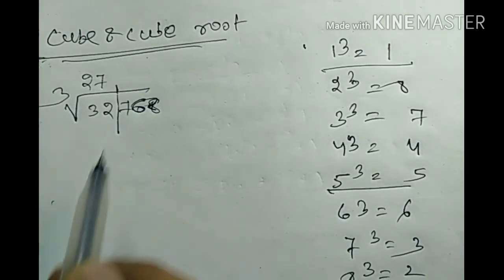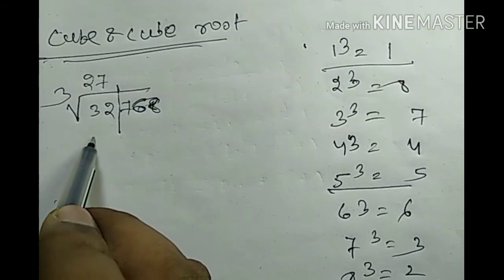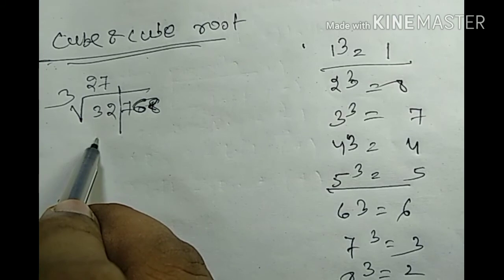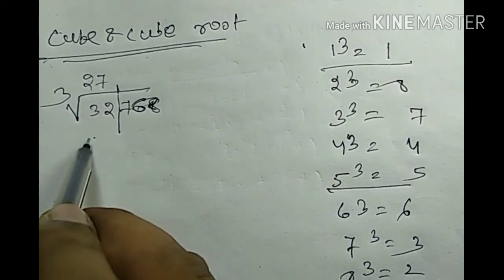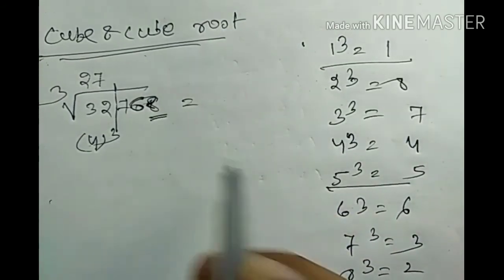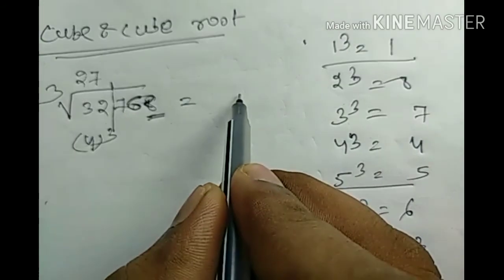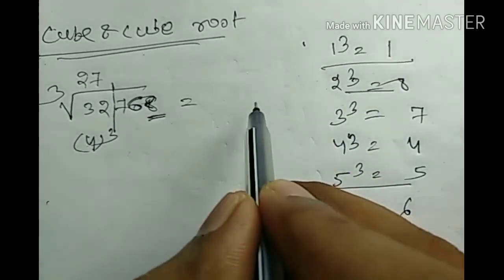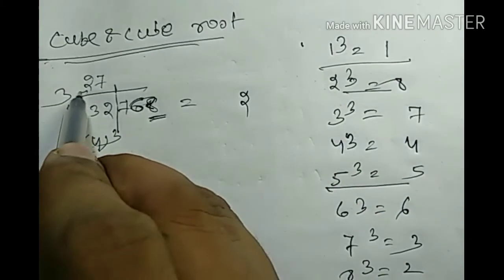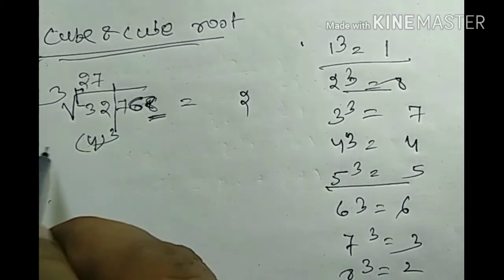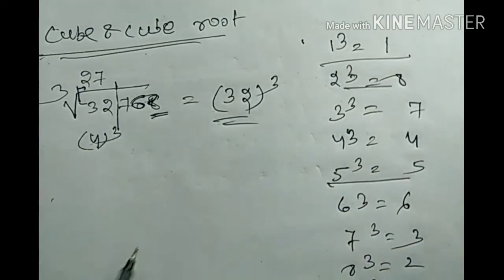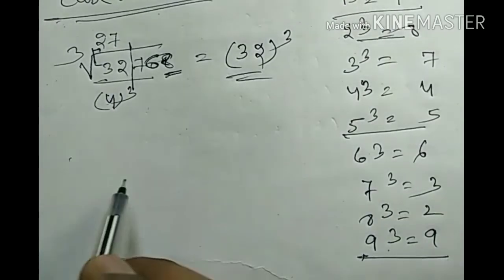As we know, the nearest cube to 32 is 27, which is the cube of 3, and the next is 64, another nearest cube, which is 4 cube. So here the unit place is 8. As I told, the cube of 2 gives us 8 at unit place. So here it is 2. It is the less distance, 27 to 32. So 32 cubed gives us the cube root of this.